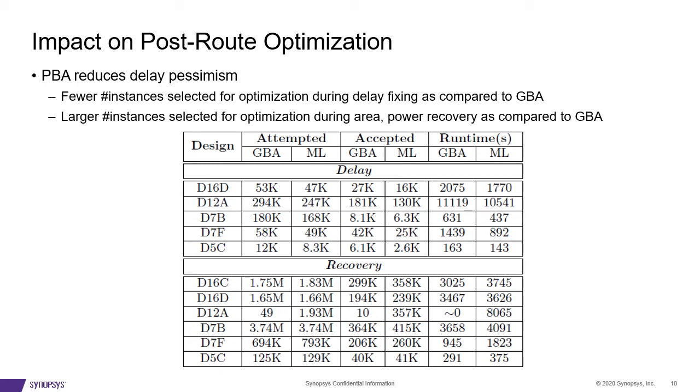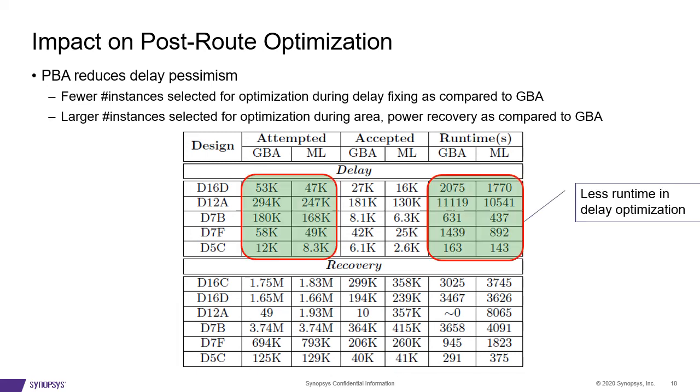So, impact on post-route optimization. We know that PBA reduces delay pessimism. That means we expect fewer instances to be selected during delay fixing as compared to GBA, and more instances to be selected during area and power recovery as compared to GBA. And we see those trends in these designs.